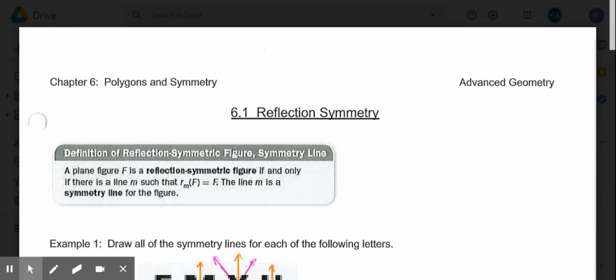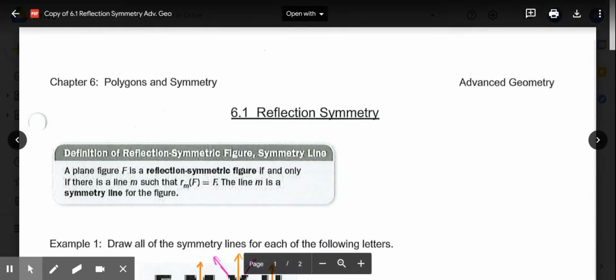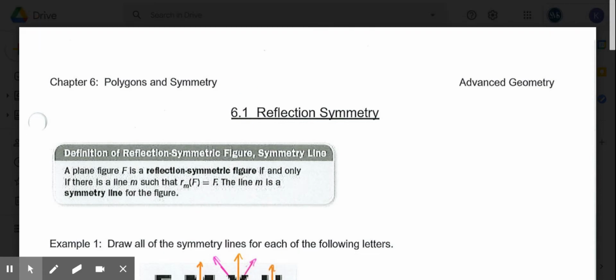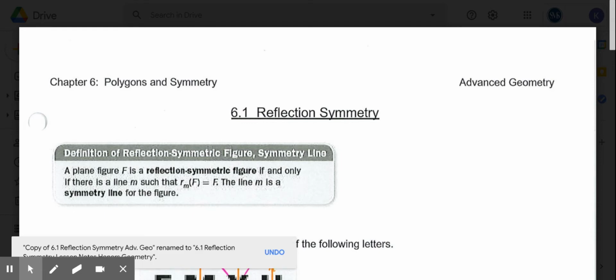Welcome to Chapter 6, all about polygons and symmetry. And today we'll be focusing on Lesson 6.1, Reflection Symmetry. So we already talked a bit about the idea of things being congruent when they're reflected. This idea of reflection symmetry is building off that concept.